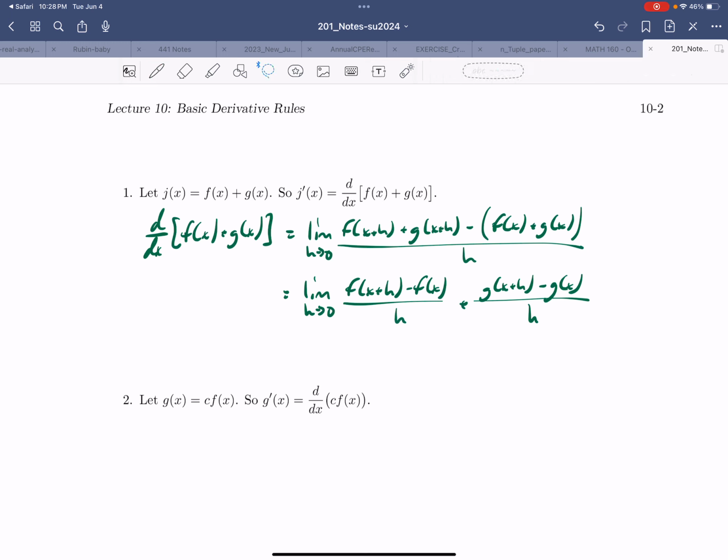Let's see if I can just shift this over, is what I'm trying to do. No, not letting me do it. Well, okay, I'll have to draw another fraction. That's fine.